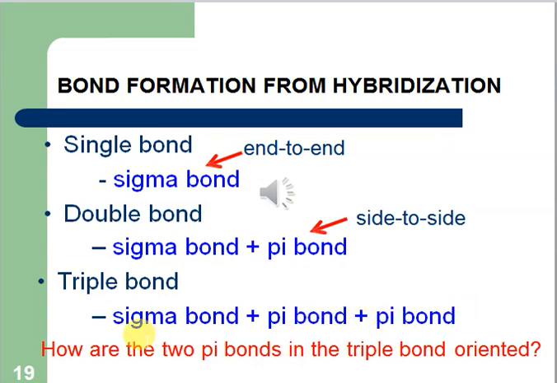So you have to answer a short question: how are the 2 pi orbitals in the triple bond oriented? Are they oriented in the same plane, or are they oriented parallel to the plane? What is the way the 2 pi bonds in a triple bond are oriented, and what's the angle between these 2 pi bonds? So you have to answer that question.